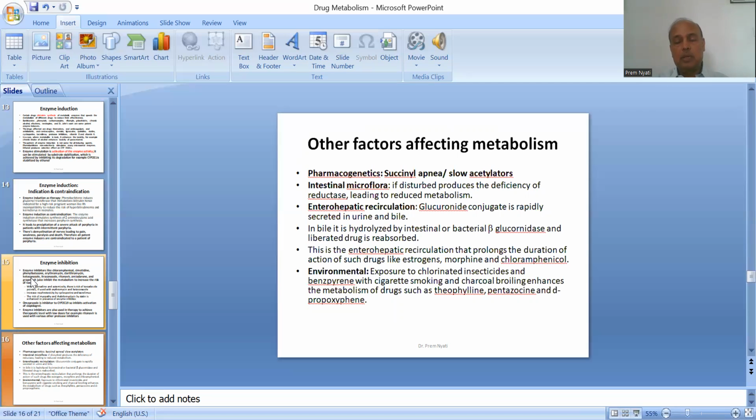Then there are some other factors which can affect the metabolism. For example, pharmacogenetics, that is the genetic variations. We know that succinylcholine, a muscle relaxant, is metabolized by pseudocholinesterase present in the plasma. Some patients are deficient in this enzyme, so there is an extensive effect of succinylcholine leading to paralysis of the respiratory muscles that will stop the respiration. So this condition is succinylcholine apnea. That is an example of genetic variation mediated response.